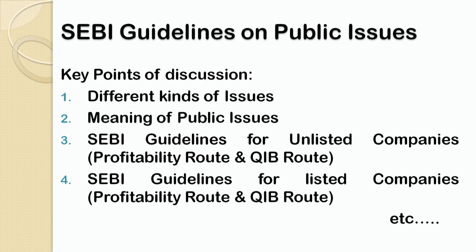Now in the last segment of this video, we will be discussing the SEBI guidelines for listed companies. That means those companies which are already listed on any of the stock markets, and have now decided to float their securities in the market. What are the guidelines which must be fulfilled by such companies? Again, there are two norms under the listed category, entry norm 1 and entry norm 2. Entry norm 1 is also known as the profitability route, and entry norm 2 is also known as the QIB route, that is, the qualified institutional buyers route.